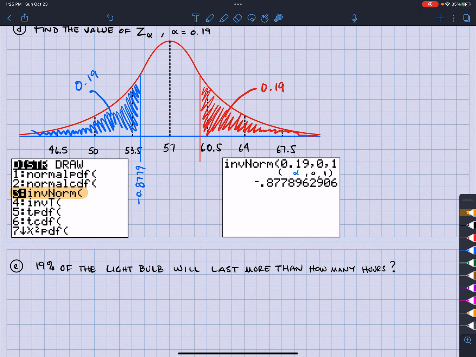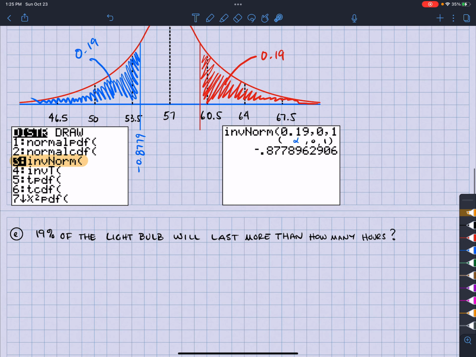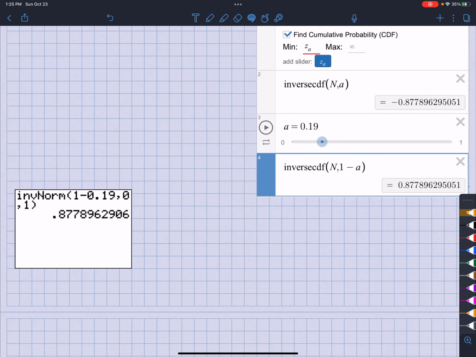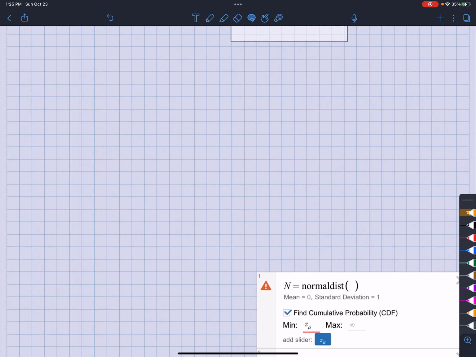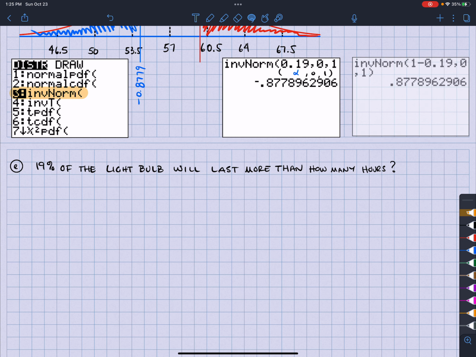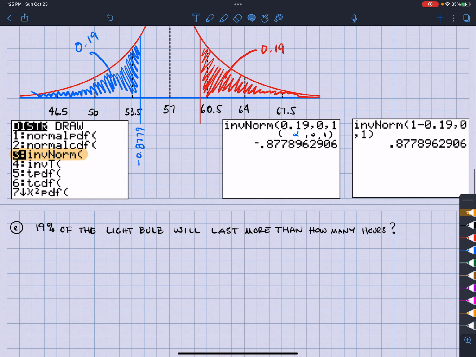In order for you to get this value here, if it wants more than, then what you have to do is change this alpha to something different. Let me show you what you've got to do. So to find the red z-score, this is going to be z equal to. To find the other z-score, you would literally have to do this.